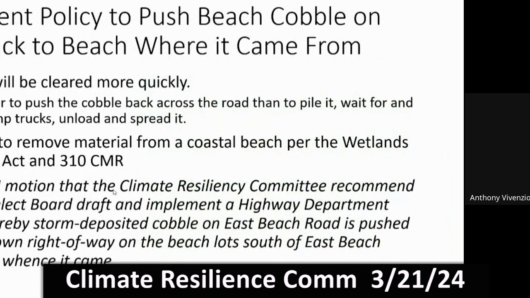Okay, so the side effect, of course, is that the road will be cleared more quickly. It's faster to simply push the cobble back than it is to pile it, wait for trucks, load them, unload, and spread. I've already mentioned it is illegal per the Wetlands Protection Act and 310 CMR. So I therefore motion CRC recommend the select board draft and implement a Highway Department policy whereby storm deposited cobble on the road is pushed onto the town right of way on the beach lots south of the road from whence it came.